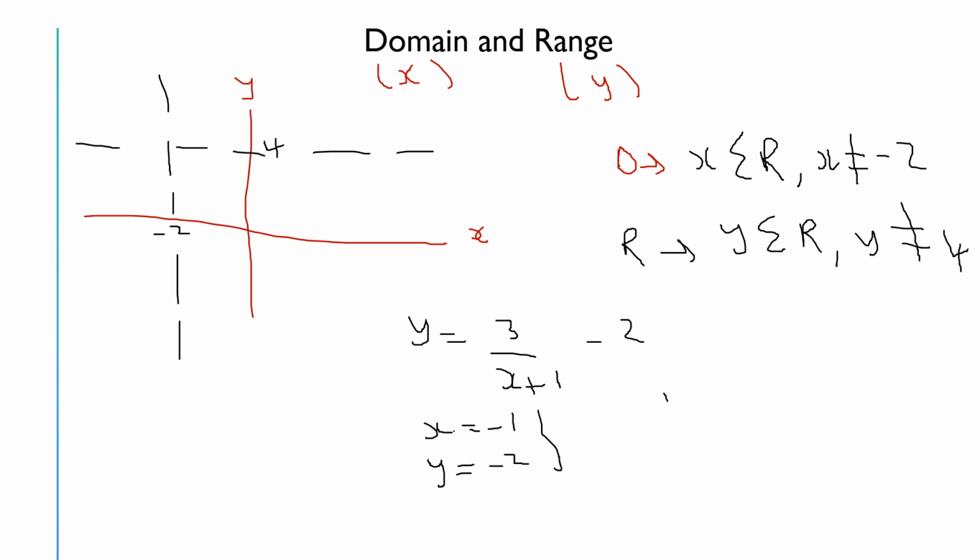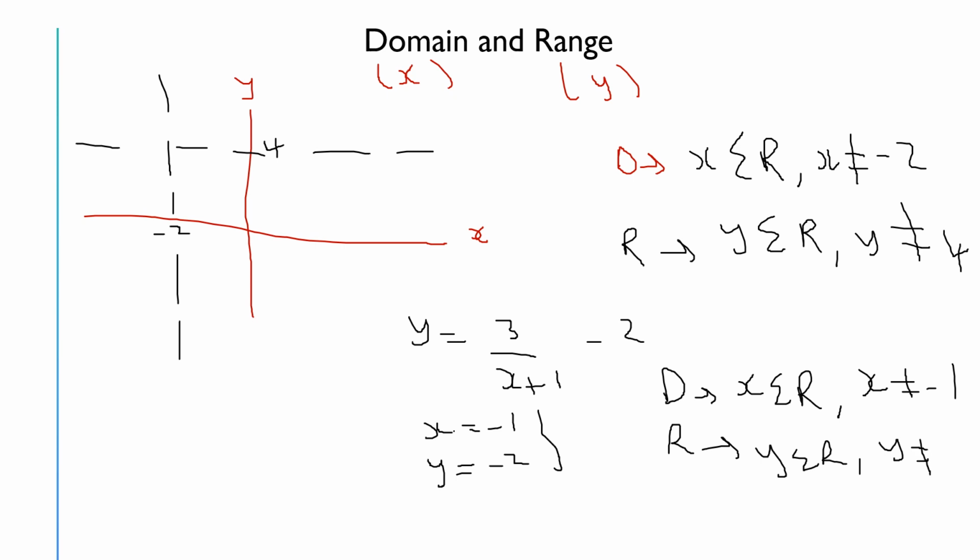So if they ask us to find the domain, we know that the domain will be element of all real numbers, but x won't be where there's an x asymptote, meaning x cannot be -1 in this example. Then for range we know it will be y element of all real numbers, but y cannot be -2 because -2 is the asymptote of y. That would be our domain and range.